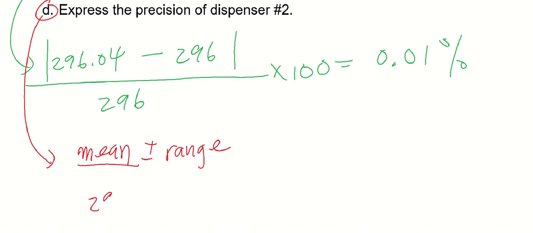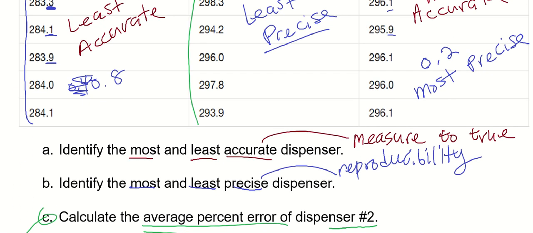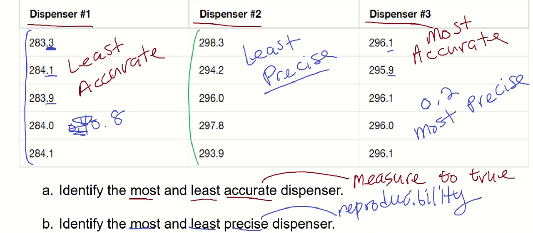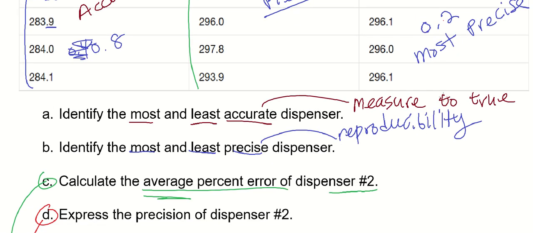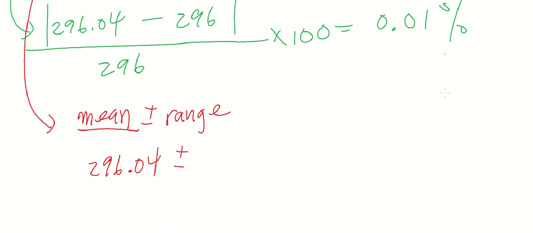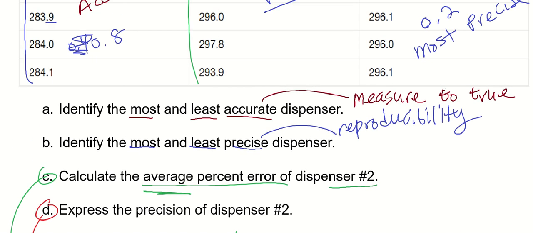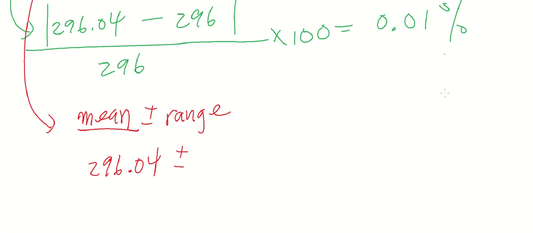So it's going to be 296.04, plus or minus. Let's see which number is the biggest and smallest, and see which one of them is farther away from the mean. Dispenser 2, the biggest number is 298.3, looks like. That's the biggest one. So let's do it. 298.3.